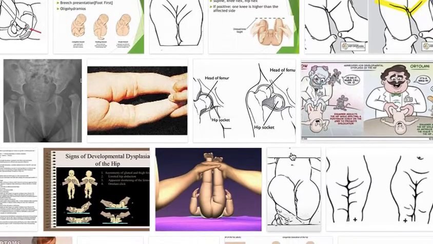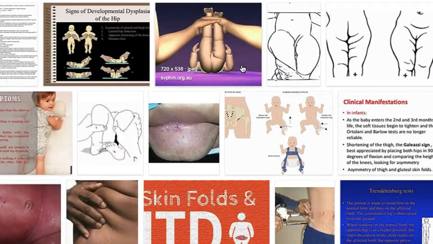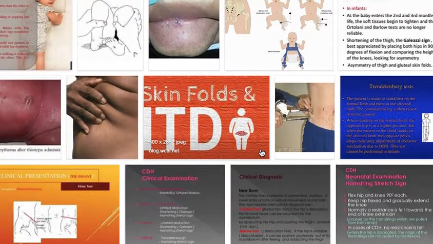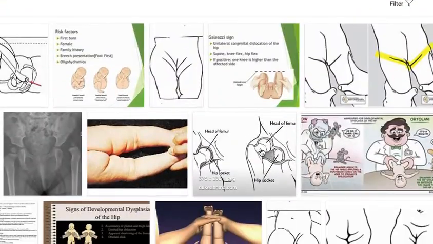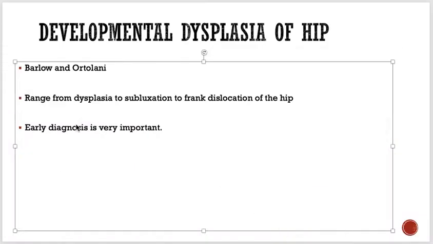So the point here, this one is like the Ortolani and the Barlow test. They are doing Ortolani to relocate, but it is better to see it on YouTube, again a representation of this thing. So leave this and you can see that video and the things will be clear. Now, most of the cases resolve spontaneously. But it can occur in 1 to 3 per 1000 live births.